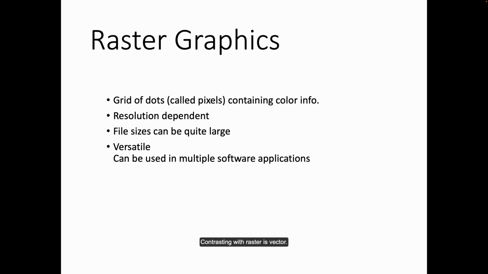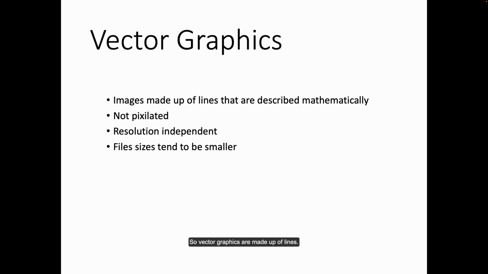Contrasting with raster is vector. Vector graphics are made up of lines. They're described mathematically, so they do not become pixelated. They are what we call resolution independent of pixels. So the file sizes tend to be smaller.